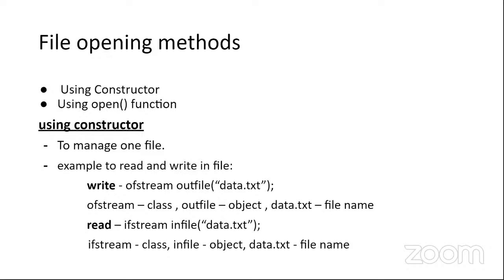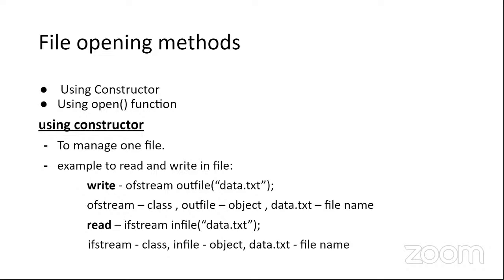This is an object, and in curly brackets there is data.txt. This is a file name, and by this we attach a write stream to the file. After this, whatever we want, we can write into the file, and the data is stored in the file permanently.